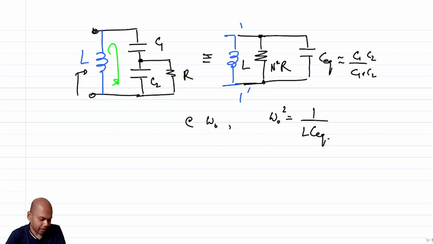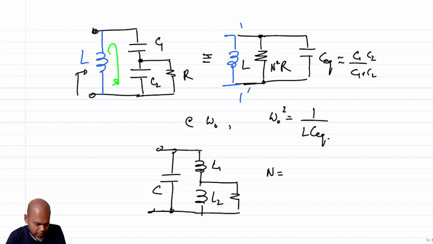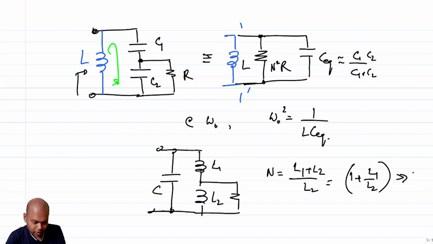Similarly, you can play the same game and use inductors if you want. In fact, at millimeter wave frequencies, sometimes inductors might be more useful to be used as a divider. So I call this L1, L2, and then you use a capacitor here to resonate it out. In this case your N is effectively L1 plus L2 by L2, that is 1 plus L1 by L2. You ensure that this is much greater than 1.